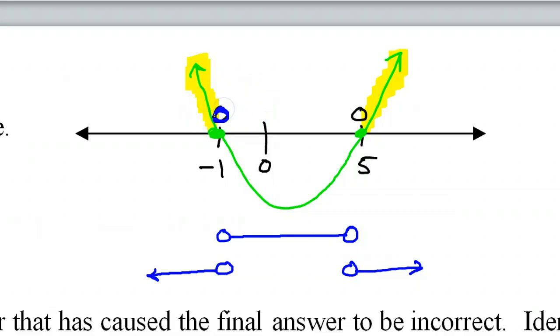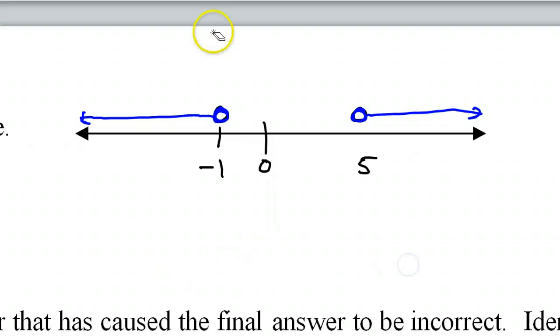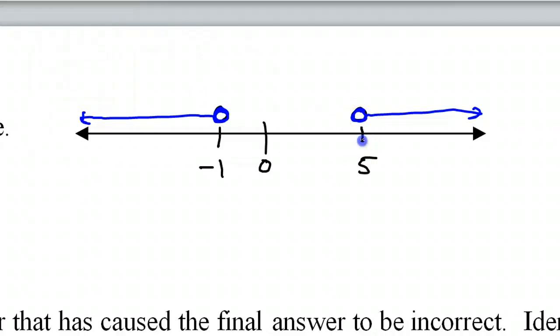So these will be the x values that give us the parabola greater than 0 here on the left, and these will be the x values that correspond to the parabola being greater than 0 on the right. And so that's the graph, and we also need the solution set, interval notation and whatnot.